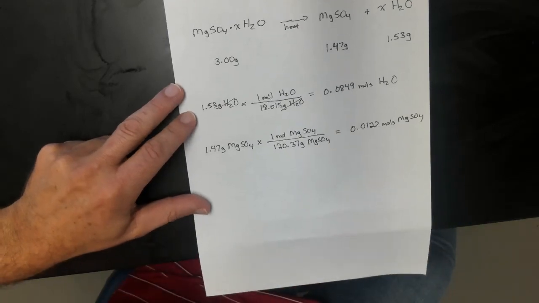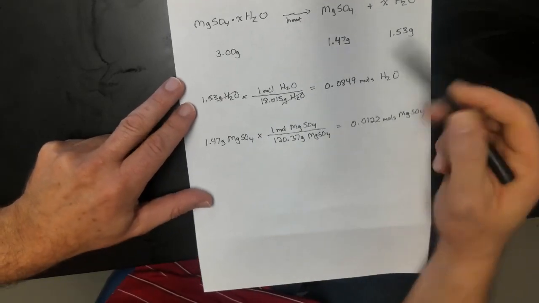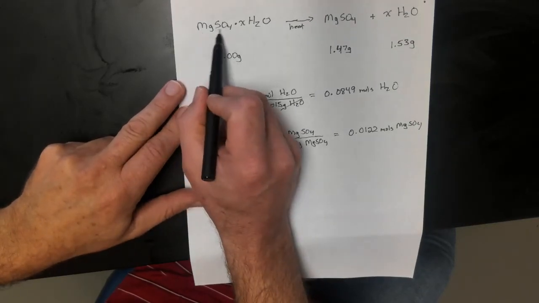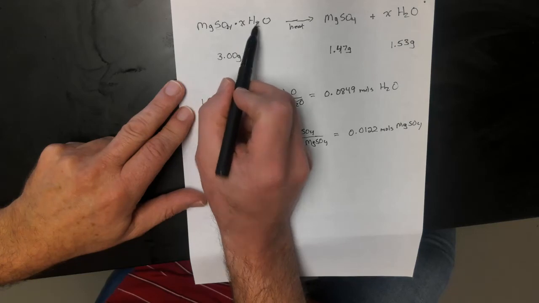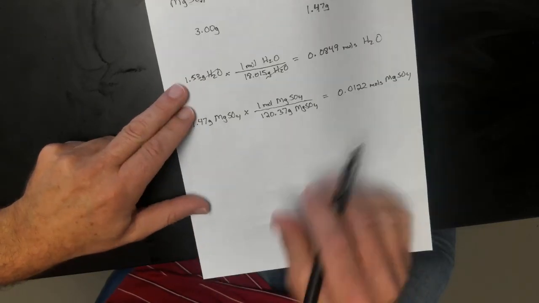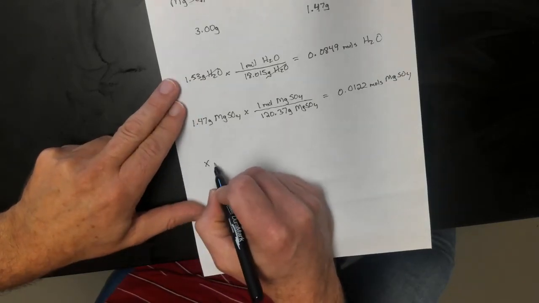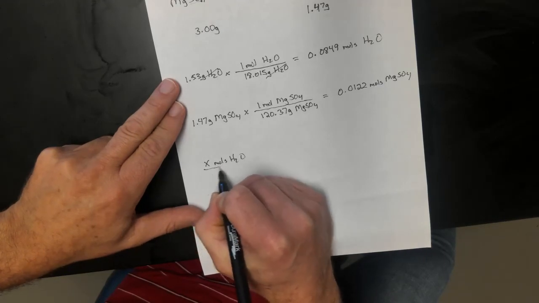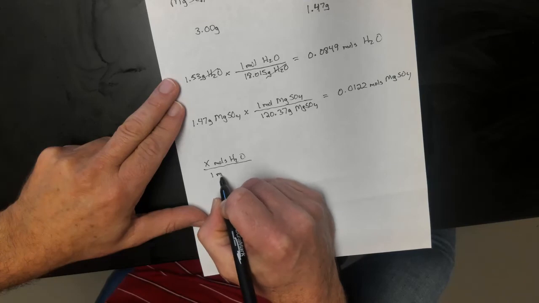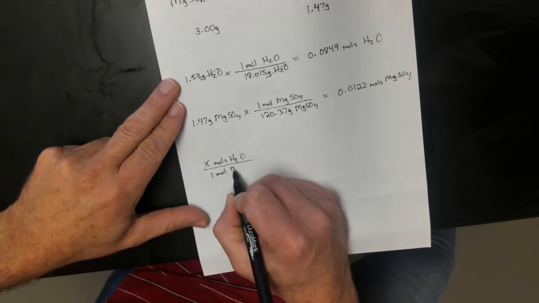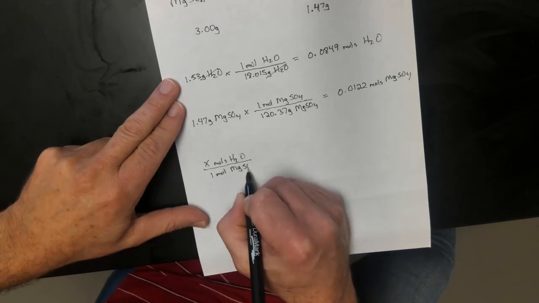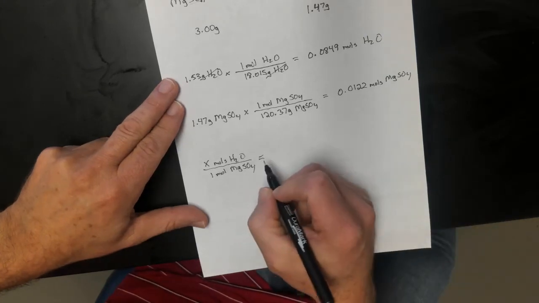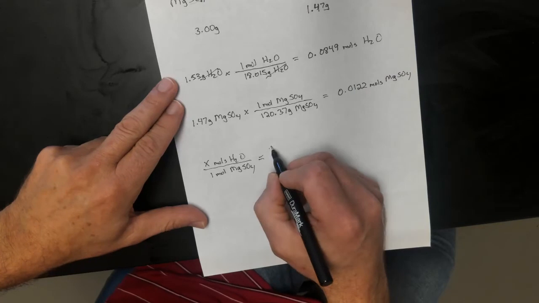Okay, so what do we do with these 2 values? Well, look back up here at the chemical formula. For every 1 mole of the magnesium sulfate, there are X moles of water. So in essence, there are X moles of water for every 1 mole of magnesium sulfate. Okay. Well, that has to equal the ratio of these two.